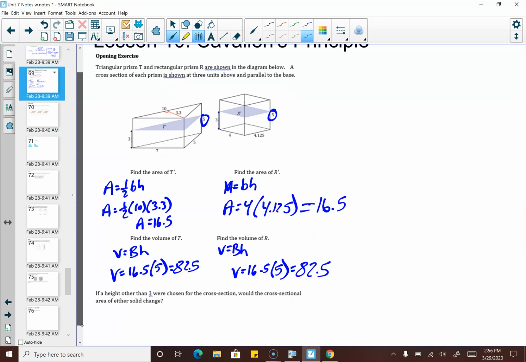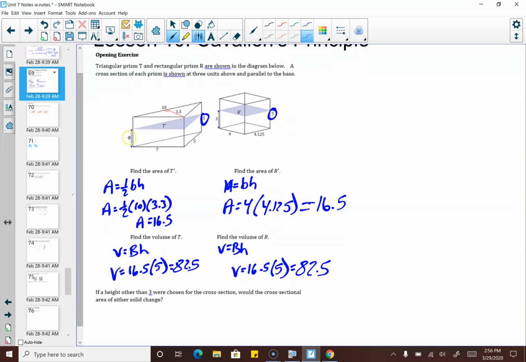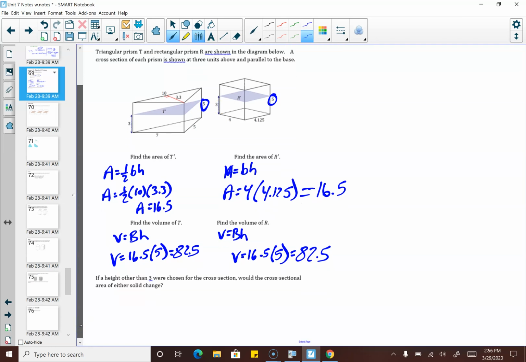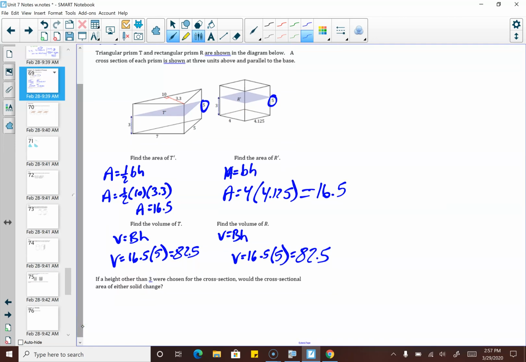Now, the total heights of the prisms were 5, but the heights of the cross sections off the bottom were 3 and 3. If a height other than 3 was chosen for the cross section, would the cross sectional area of either solid change? Like if we took this rectangular cross section and moved it to only 2 units off the bottom, and if we move this triangle up, so maybe it was 4 units off the bottom, would their size change? The answer to that question is no.